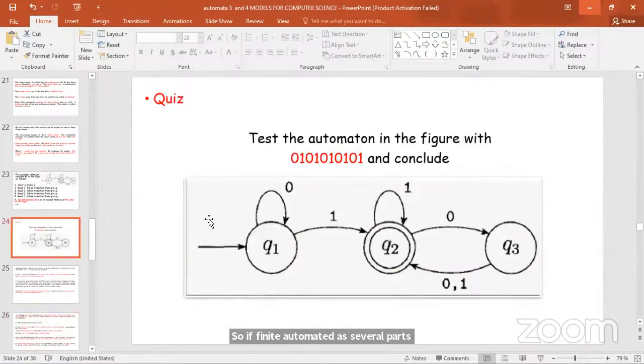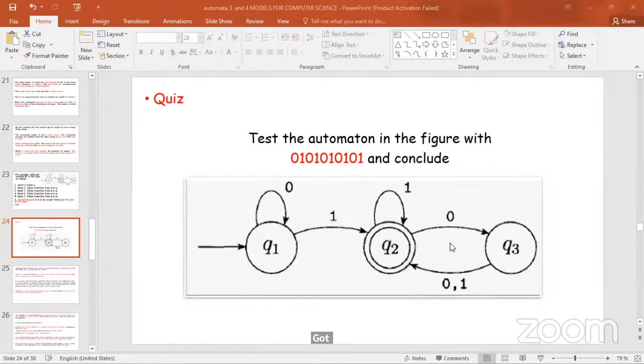So here, what is the set of states now? Q1, Q2, Q3. Those are the set of states. So how many states do we have here? Response. How many states do we have here? I need your response quickly. You guys are going to sleep again. How many states do we have here? Good. 3. All right, thank you. So we have 3 states. Moving on.